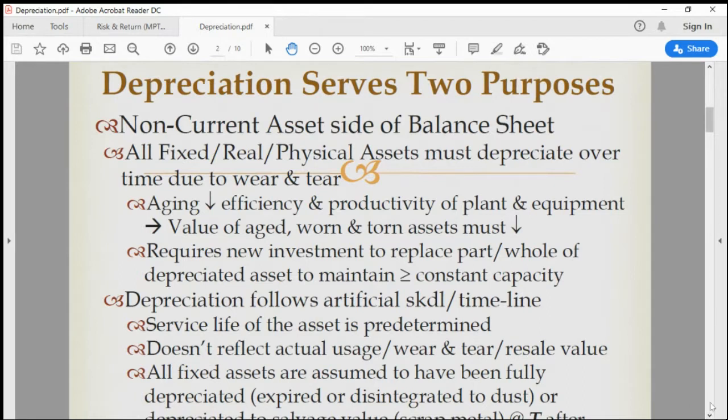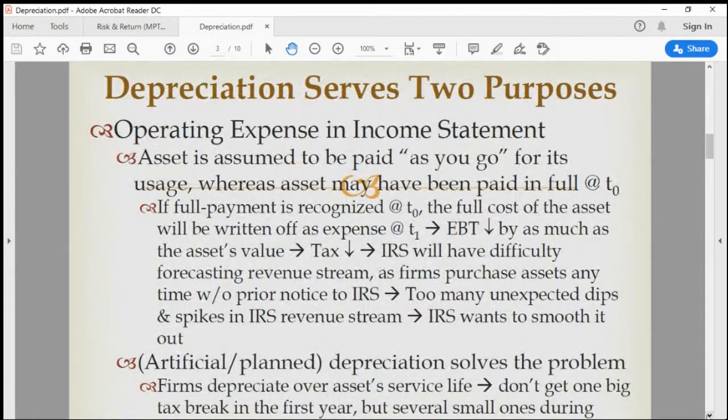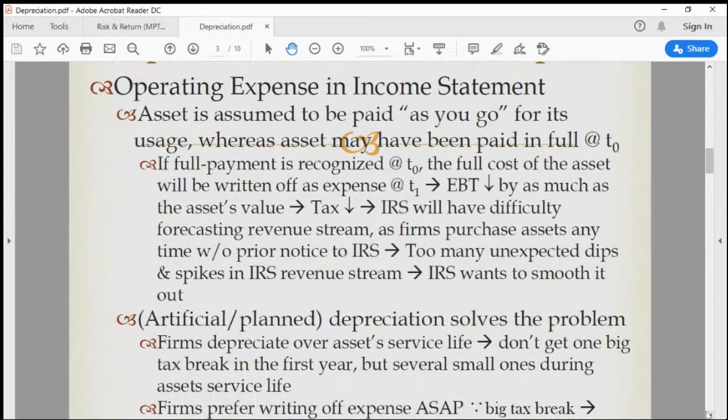Now, the second aspect. So first, it is recorded. Depreciation enters the balance sheet, right? In the fixed asset or the non-current assets section. So it reduces each year. It will reduce, right? So it's a negative number. It will reduce your total fixed assets value by as much as the annual depreciation amount.